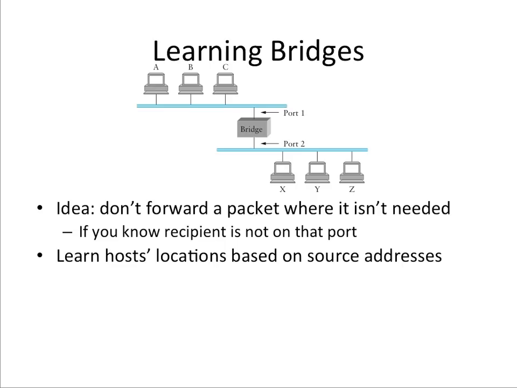And one approach is to learn hosts' locations based on source address. For example, that bridge, let's say sometime in the past, received a message from node Y. On what port would it receive that message? Port 1 or 2? Port 2, right? Now, let's say at some point in time in the future, there is a packet that comes into that bridge with the destination Y. On which port should it transmit that packet? Port 2. So this is called building a table as you receive packets.